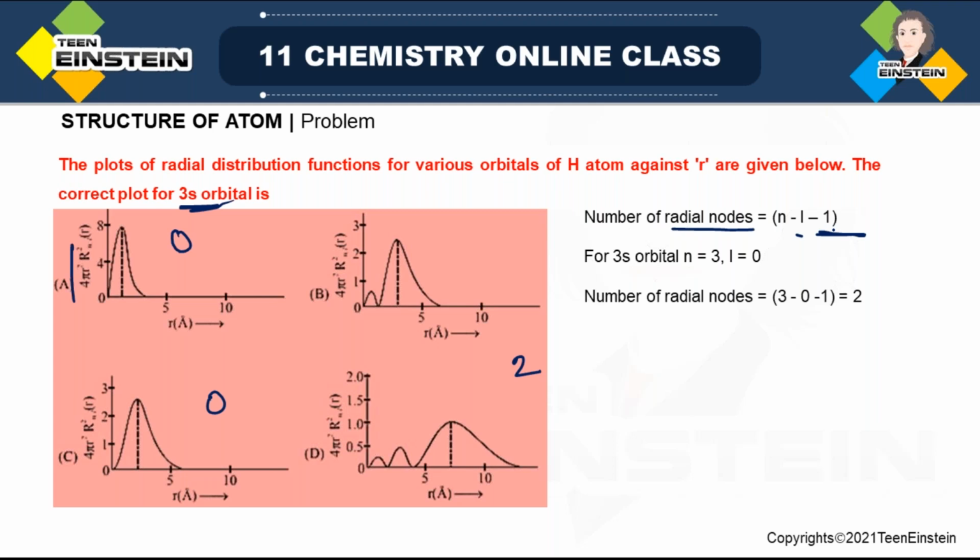Okay, so for this type of graph, you have to choose the formula for radial node, n minus l minus 1. For 3s orbital, principal quantum number is 3, azimuthal is 0 for s orbital. So that is why you are getting the value of radial nodes as 2. So based on this, you can choose that last option. That will be the correct option, because in all other cases, the number of nodes is either 0 or 1. Only in the last one, there are these 2 nodes. Fine.